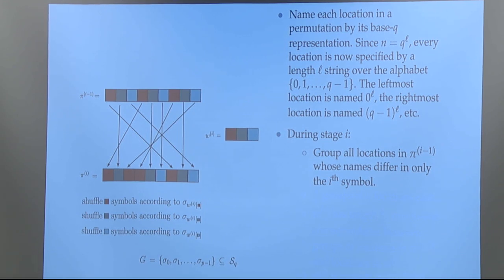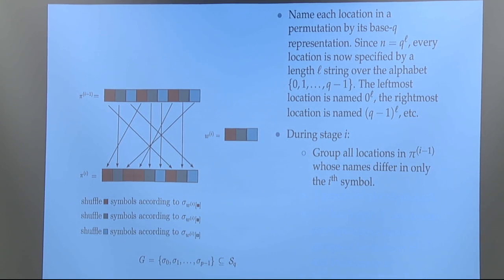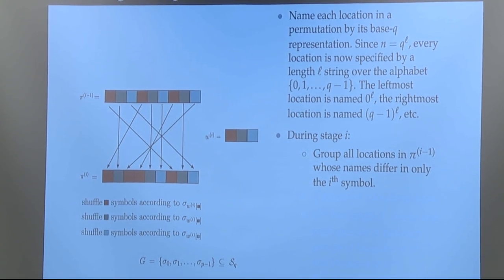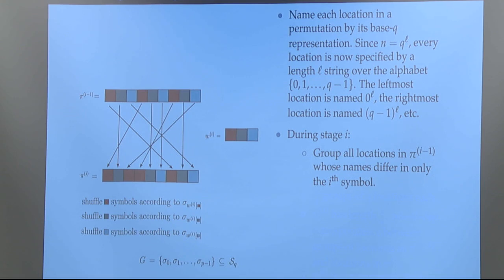Okay, so does the grouping make sense? You're coloring locations based on their names, and two locations are in the same group, or they receive the same color, if their names differ in only the ith symbol. So if you delete the ith symbol from their name, it should be the same. If they're the same, they're in the same group. Does that make sense? Because this is the main thing here.